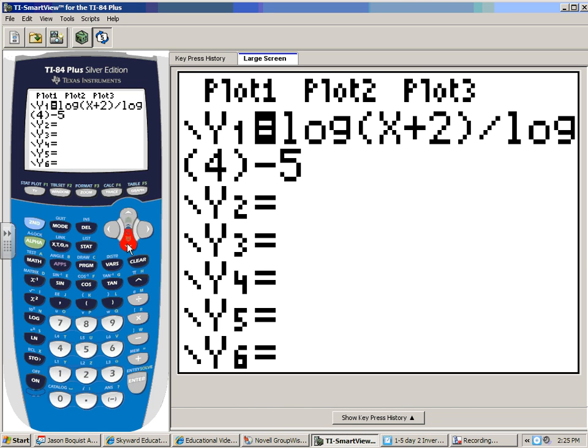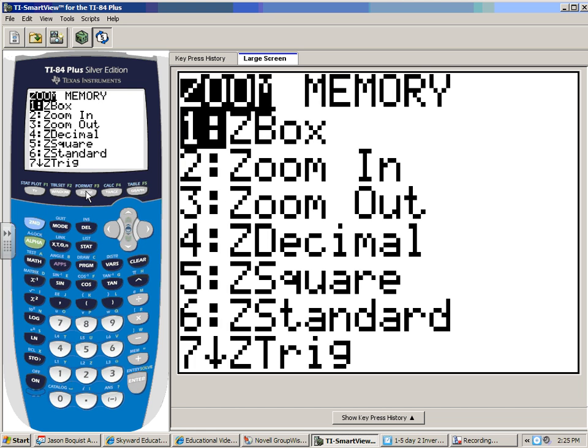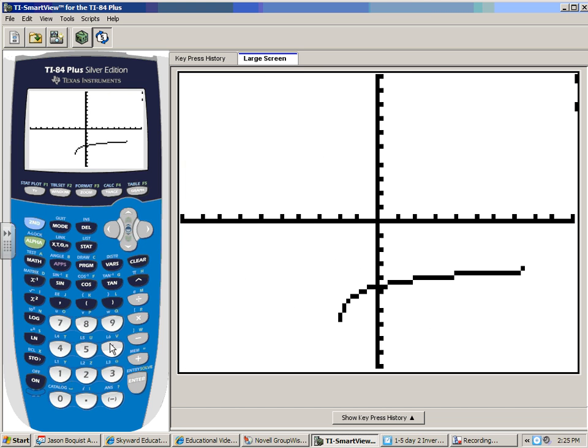Now we've got to get the other one in there. We've got 4, then caret, and then parentheses, probably a good idea. Now that I've closed it off, you can do the minus 2. I don't know where this is zoomed into, so I'm just going to zoom standard so that at least you can hopefully see something. That's about what I had, right? Pretty close, give or take.